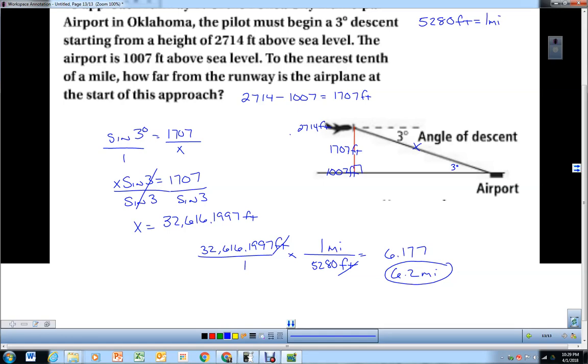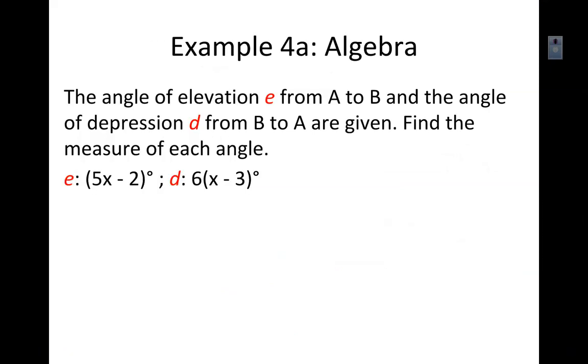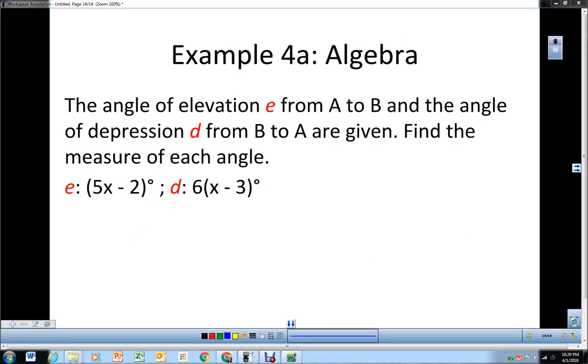Alright, so let's look here now at example 4. Example 4: the angle of elevation is described as E from A to B, and the angle of depression D from B to A. Find the measure of each angle. So we have point A. It says this is going to be an elevation, and B would be a depression, so B is going to be up here. Now we'll draw a line here that shows our angle of elevation or depression line of sight.